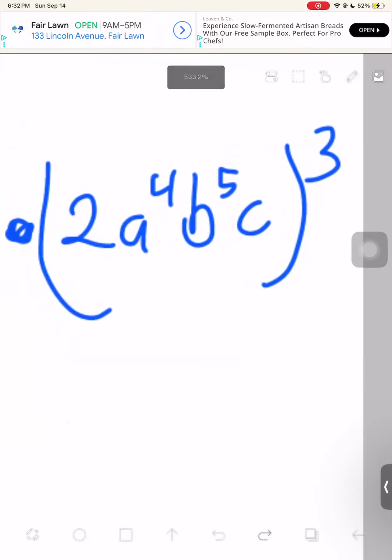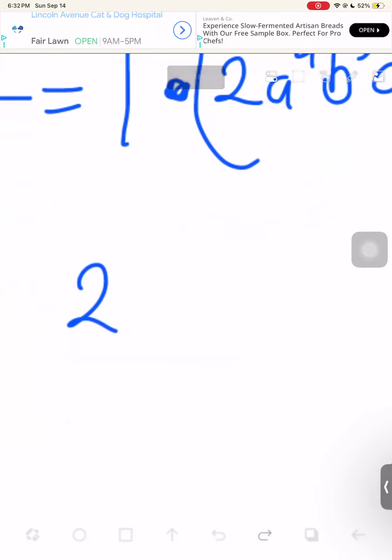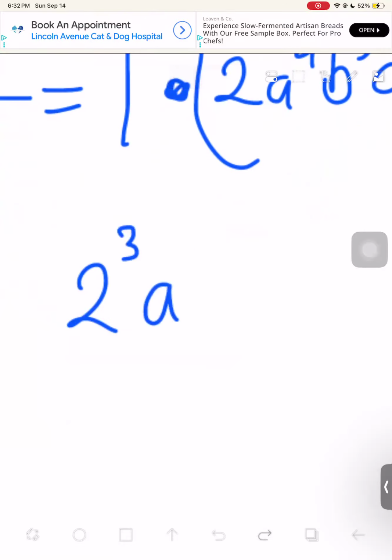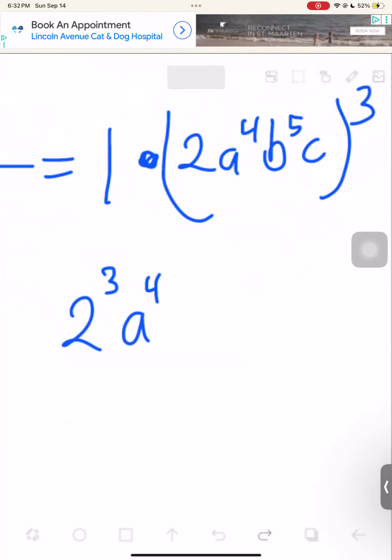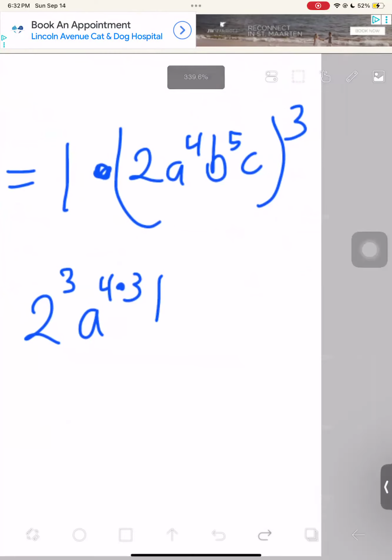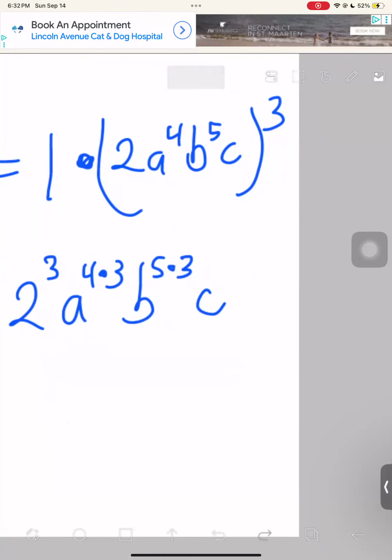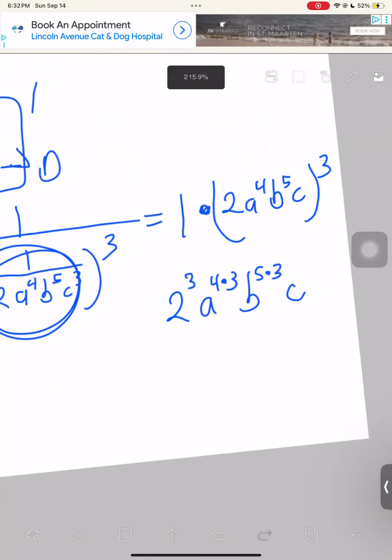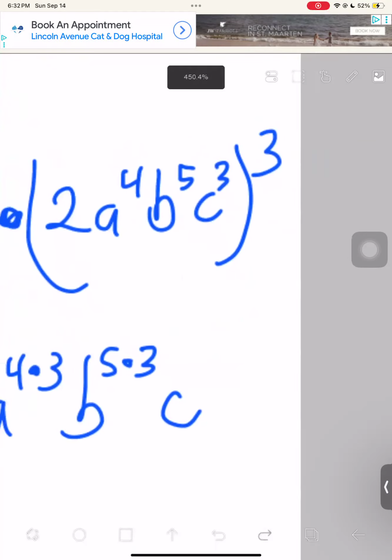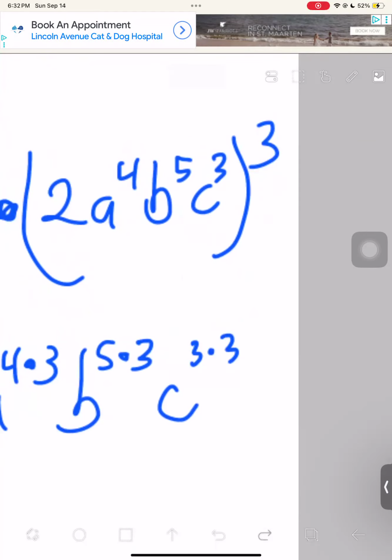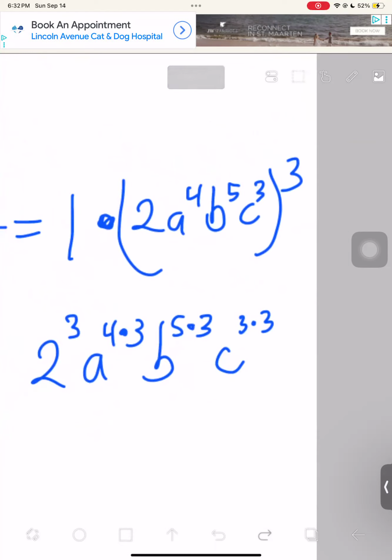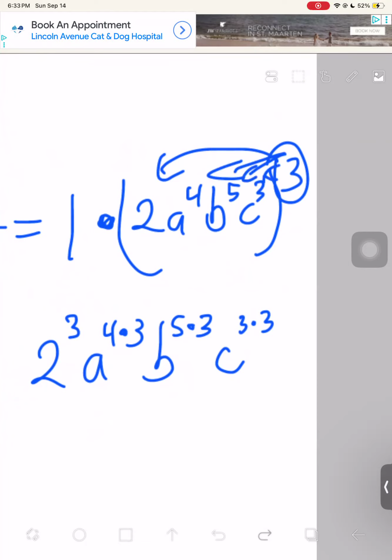All we have to do is multiply on the inside, and that's going to be 2 to the power of 3, a to the power of 4 times 3, b to the power of 5 times 3, and c to the power of 3 times 3. Sorry, it's not 1, it's 3. Because this exponent, the power rule, tells us that we can multiply them inside. It will not work like that if it was separated by an operator. So I'll do an example after that.